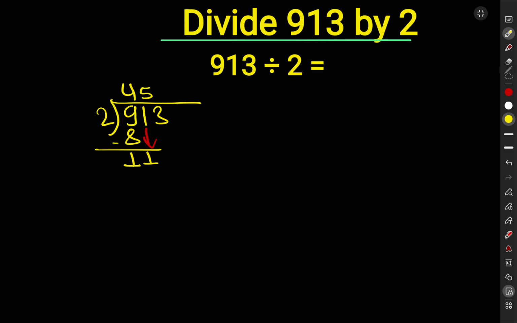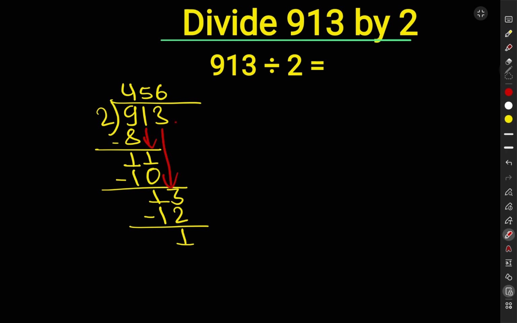So 2 times 5 is 10. On subtracting we get 1. So again we put down this 3 and it is 13. So 2 times 6 is 12. On subtracting we get 1.